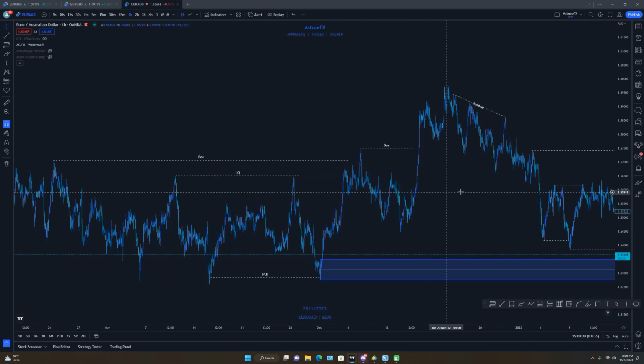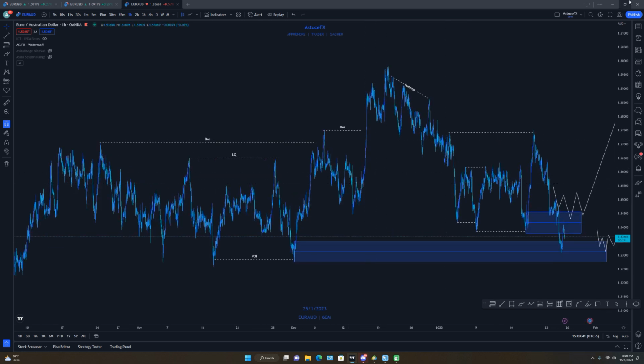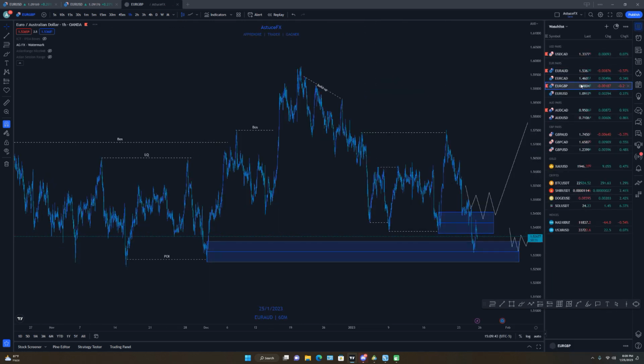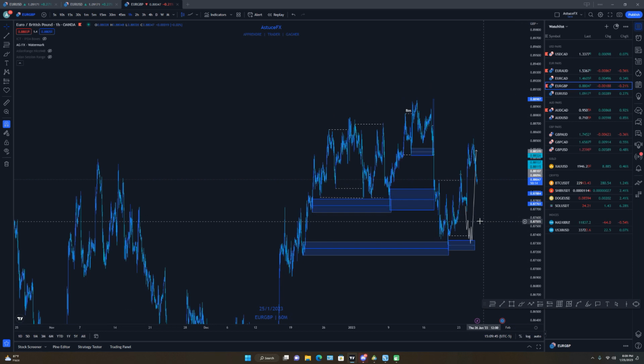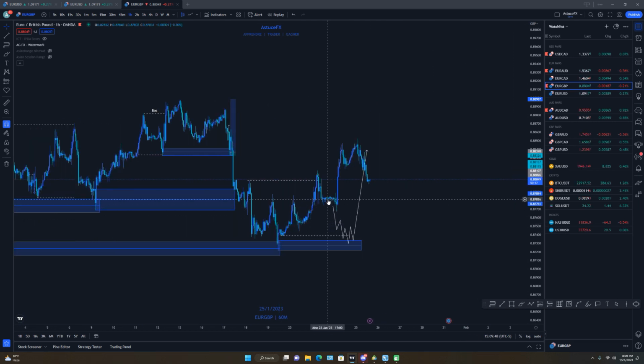So this is one example I showed you right now on AUD, and it works on every single pair. Euro GBP, you see this one. Instead of maybe waiting for pullback here, waiting for pullback here, price took this high. I had a sell setup here, and this sell setup ran around 22R.